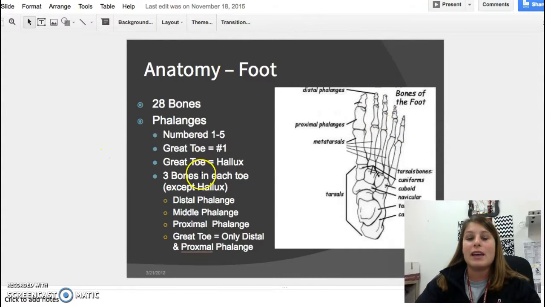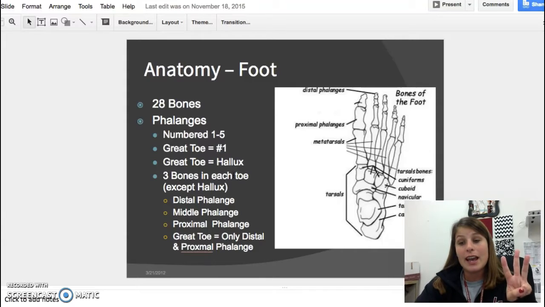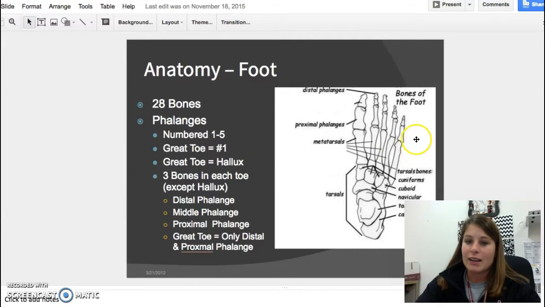Okay, in each of those toes, with the exception of the big toe, they're made up of 3 phalange bones. Okay, and so you can see that on this picture. There's 1, 2, 3, 1, 2, 3, 1, 2, 3, 1, 2, 3, but there's only 1 and 2 here. Okay, part of the reason why it's shorter.